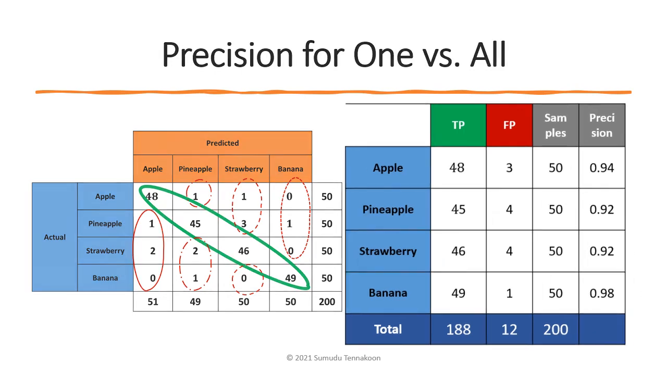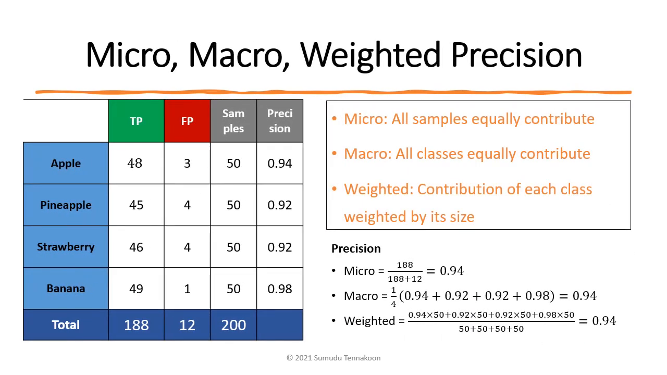So now let's look at, in multi-class classifiers, we can look at the metric in average, in micro, macro, and weighted averages. So let's look at how we can do this with the precision. First of all, let's understand what micro, macro, and weighted averages are. In micro average, all samples equally contribute to the metric. In macro average, all classes equally contribute to the metric. Under weighted average, the contribution of each class is weighted by its size.